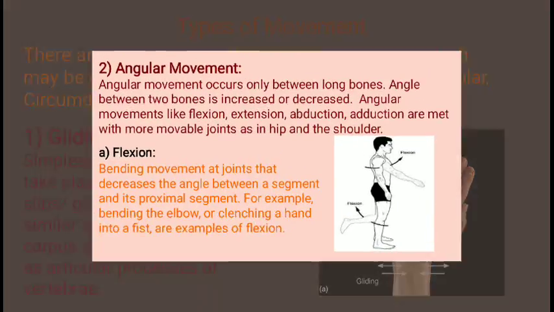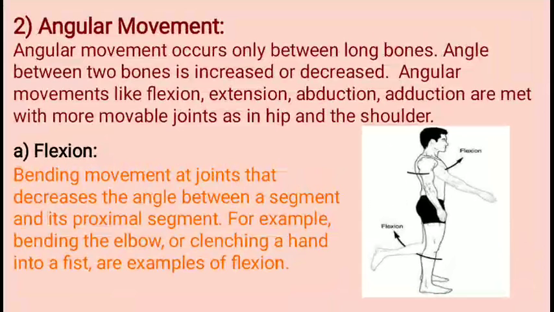The next we are having is angular movement. The word angular means angles. So angular movement occurs only between the long bones, that is in the hands as well as in legs. The angle between the two bones will either increase or decrease. For angular movement, you need to remember these names: flexion, extension, abduction, adduction, which are met with more movable joints as in hips and the shoulder.